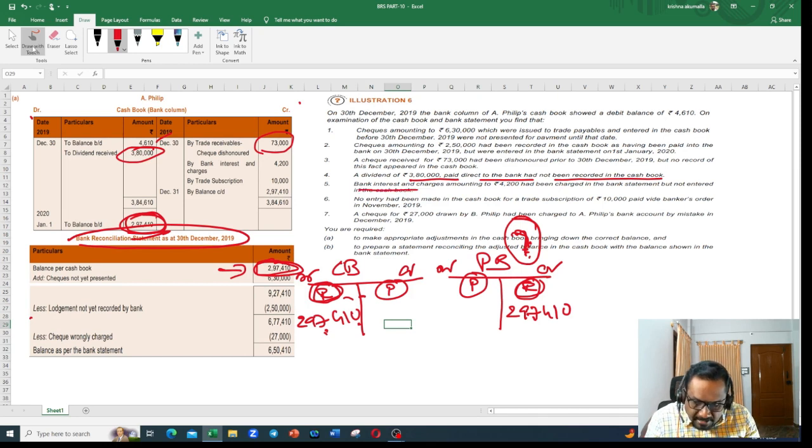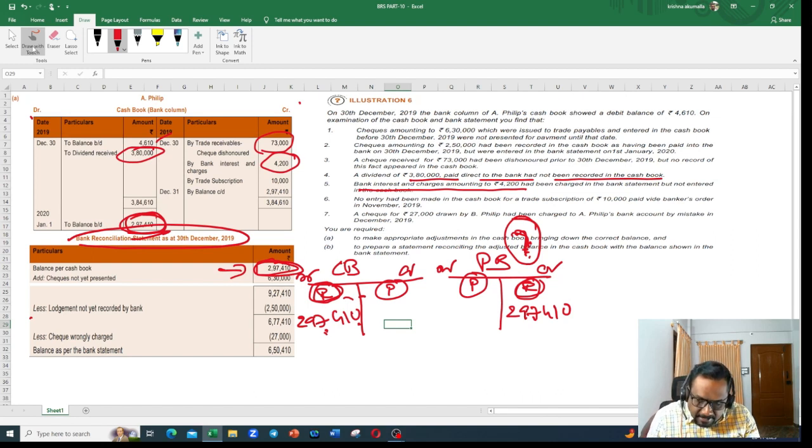Next, bank interest and charges amounting to 4,200 had been recorded in the passbook but not recorded in the cash book. This is also recorded in the adjusted cash book here, because it is an omission in the cash book, right? That omission entry has already been considered, recorded and adjusted, and we took the adjusted cash book balance for reconciliation purposes. Hence, we don't require to make any adjustments in reconciliation again.